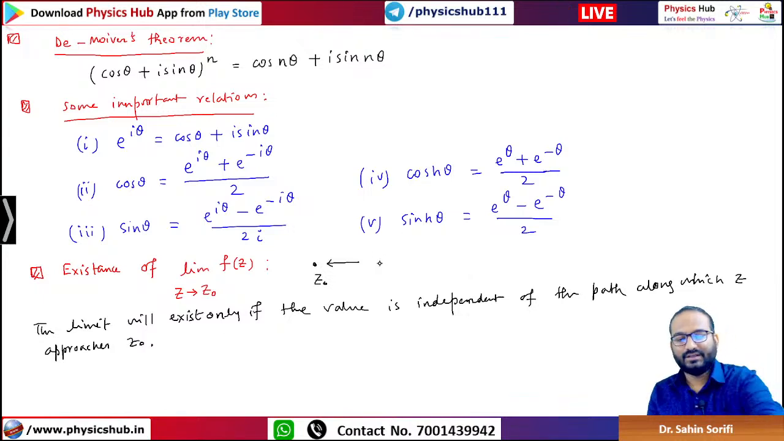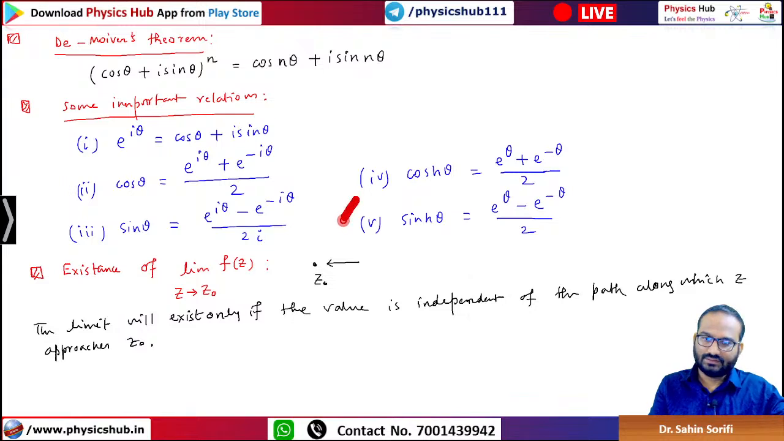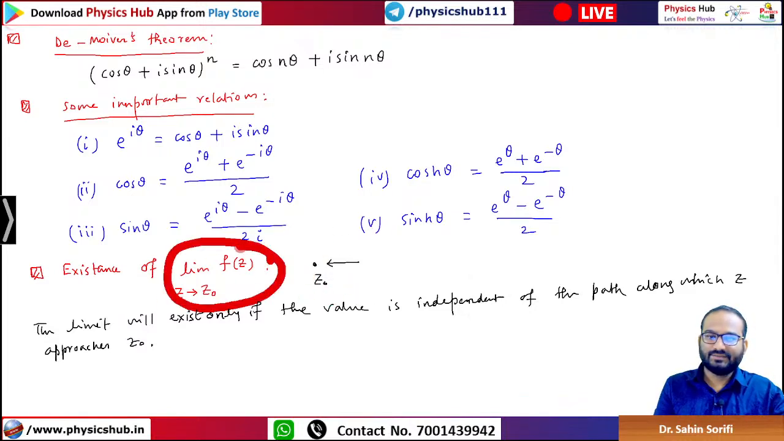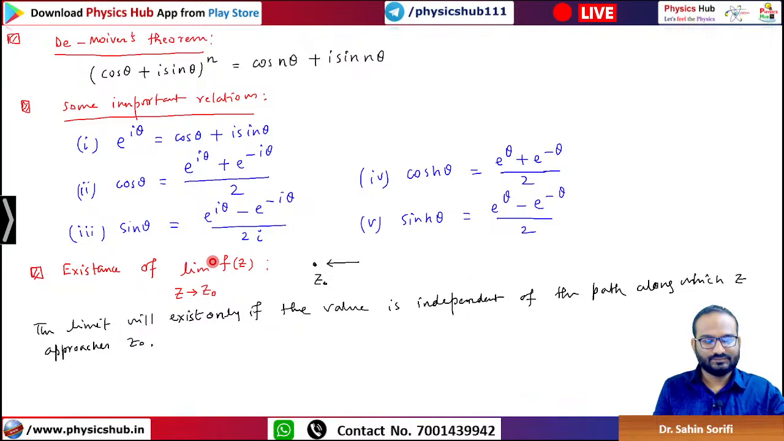Means either you take this path or some other path, you reach z0 via this path, or this path, or this path, or this path. For all the paths, the limit value will be independent, then you can say that this limit exists. Okay.